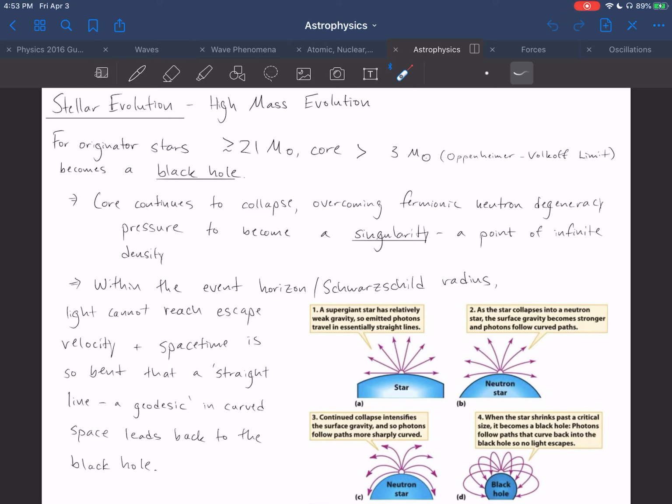So we can see here the comparison between different objects. A star has very, very weak lensing effects, so the photons travel essentially in straight lines. But as the stellar remnant gets denser and denser, from neutron star to a more dense neutron star and ultimately to a black hole, it becomes black, so to speak. So photons follow paths that curve back into the black hole so that no light escapes.